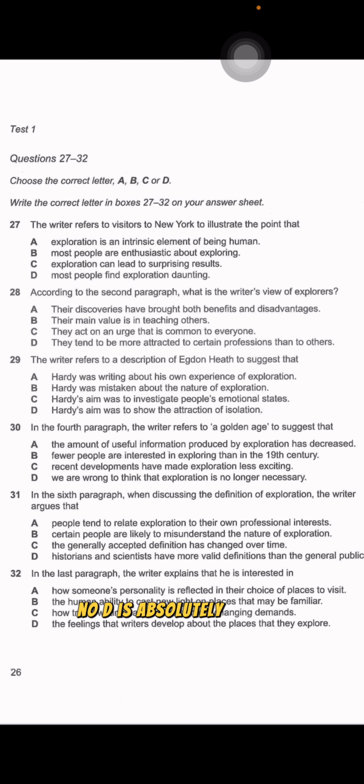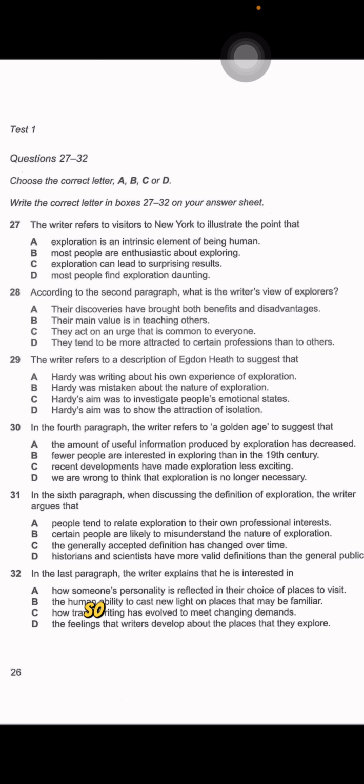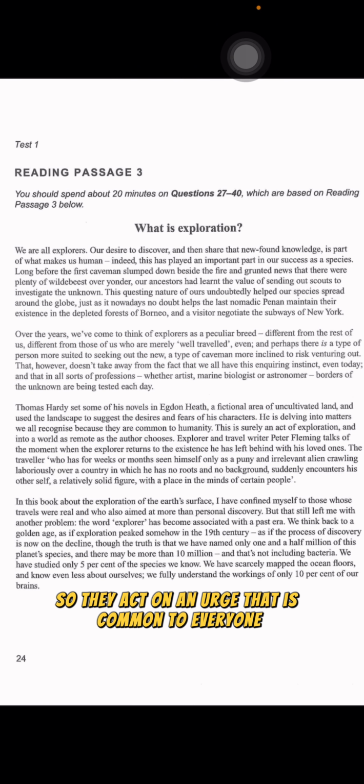No, D is absolutely wrong. That's because explorers don't tend to be more attracted to certain professions than to others, because toward the last part of this second paragraph, it says that in all sorts of professions, whether artist, marine biologist, or astronomer, borders of the unknown are being tested each day. So they tend to be more attracted to certain professions than to others. Absolutely wrong, because they are equally attracted to all professions. So they act on an urge that is common to everyone.